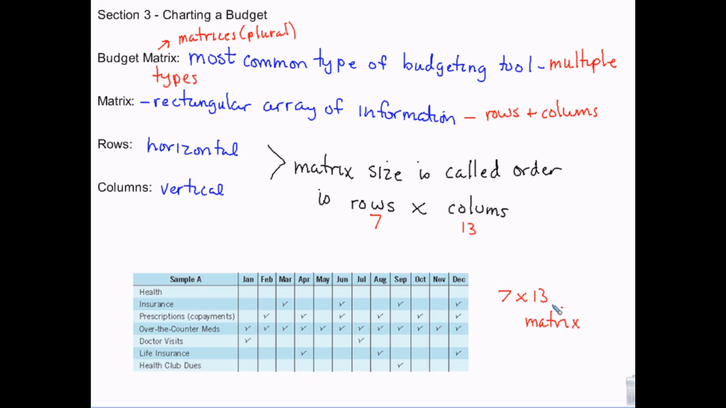Not too bad? Okay. This first type is called a budget checkoff matrix.